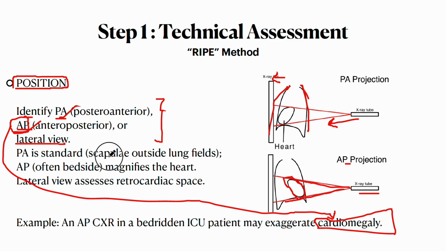So PA is standard, with the scapula outside the lung fields in PA views, and AP is often done at the bedside, and that magnifies the heart. And lateral view assesses the retrocardiac space, that is beyond the heart, what is beside the heart, right? So PA is standard because the scapula are also outside the lung fields.